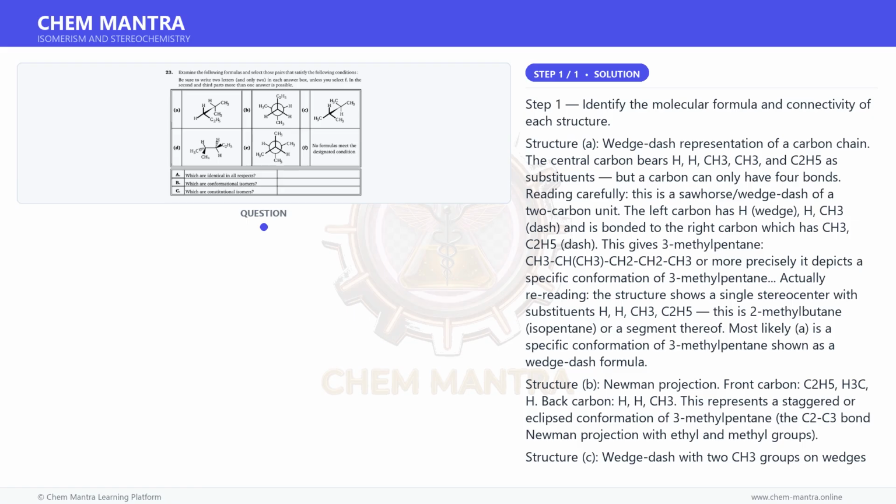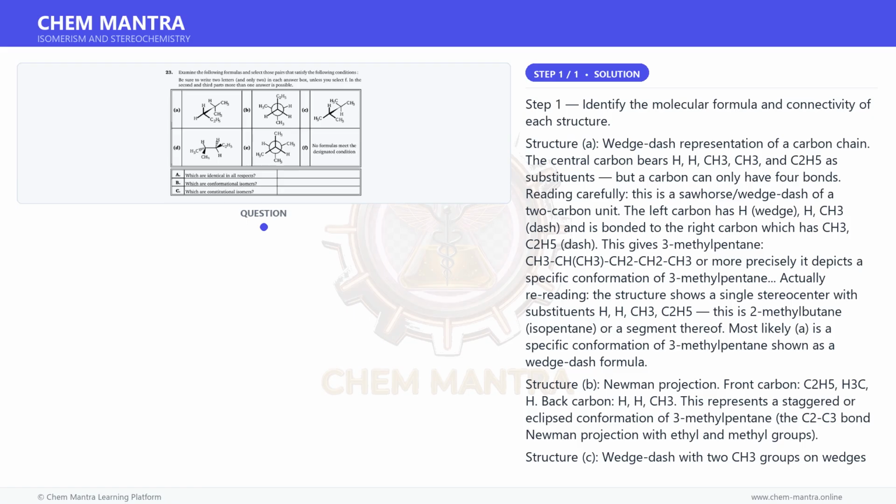Structure E: Newman projection with CH3, CH3 on front and CH3, H3C, H on back. Front carbon has 2 methyls and 1 H. Back carbon has 2 methyls, H3C and CH3, and 1 H. This gives a carbon with substituents CH3 to CH on each side, which is 2,3-dimethylbutane.